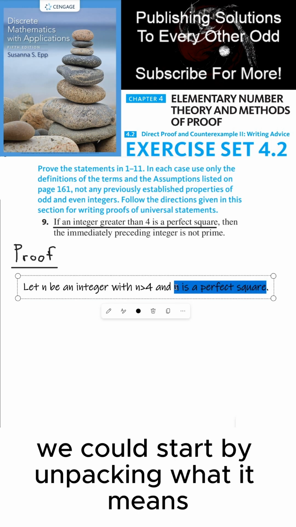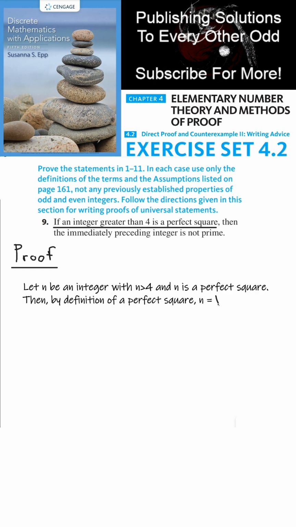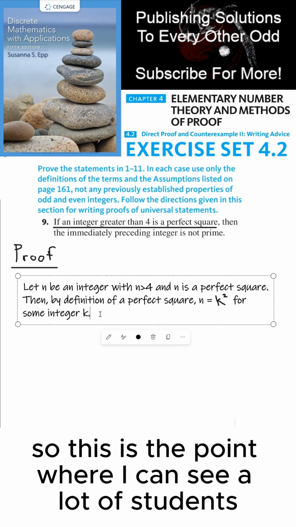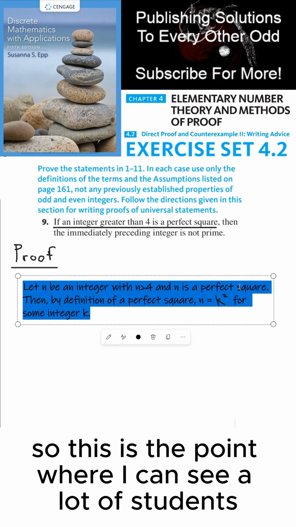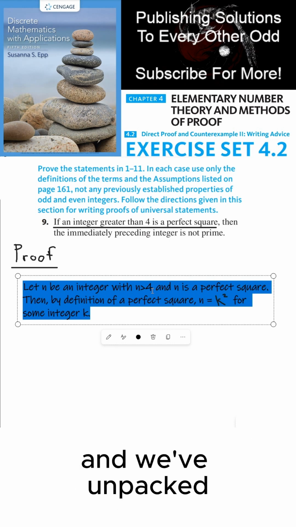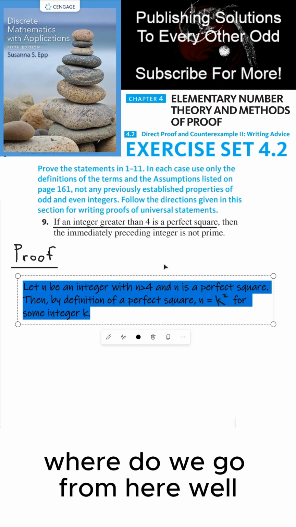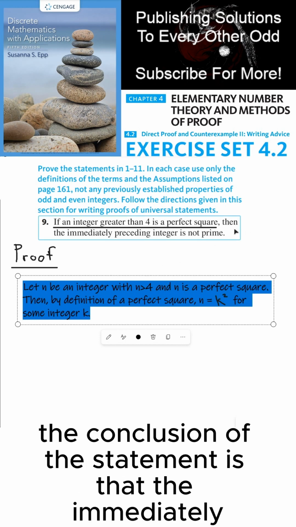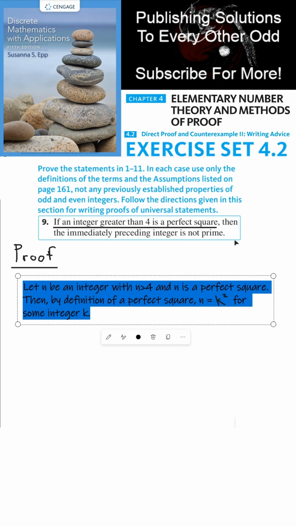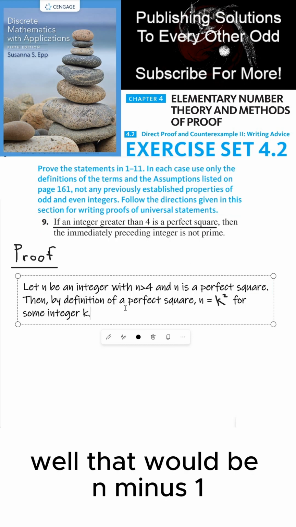We could start by unpacking what it means to be a perfect square. By definition of a perfect square, n equals k squared for some integer k. This is the point where I can see a lot of students getting stuck, because we've unpacked the definitions within our assumption, but now the question is, where do we go from here? Well, the conclusion of the statement is that the immediately preceding integer is not prime. So what is the immediately preceding integer of n? That would be n minus 1.